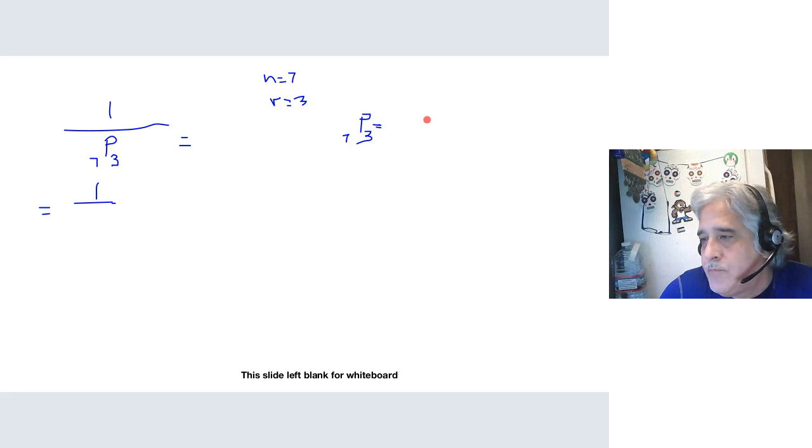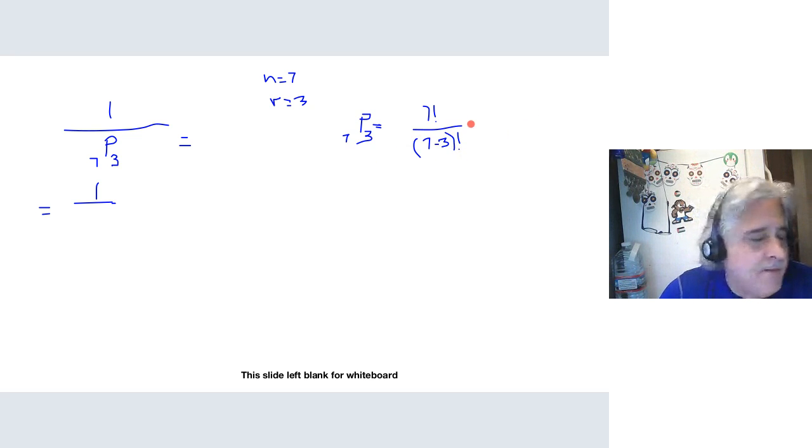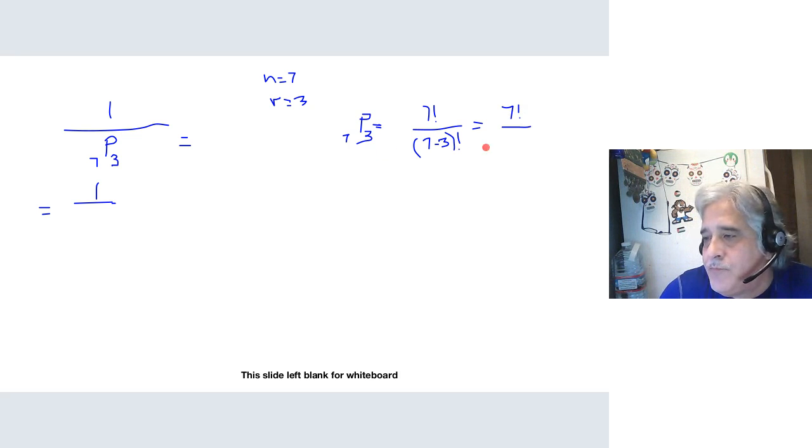And that was the one that I just wrote over there. I mean, just copied and pasted in the notes. So the numerator is the factorial of that large number, 7, and the denominator is the difference. So 7 minus 3 is 4 factorial.